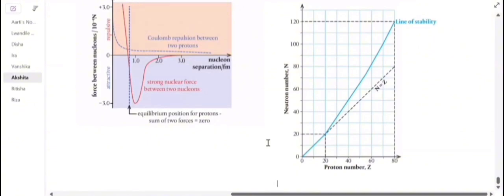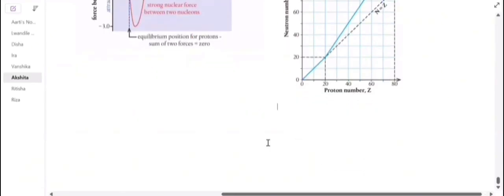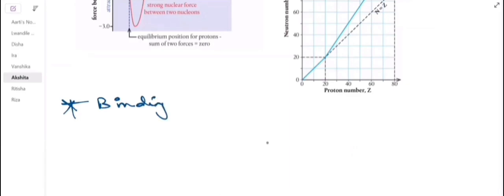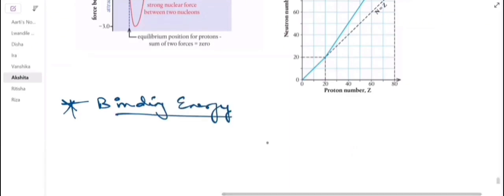Done. Now the next topic is binding energy. So let's talk about the binding energy now. What do we understand by binding energy? Binding energy of the nucleus is defined as the amount of energy required to separate the nucleus into its constituent protons and neutrons. Understood?